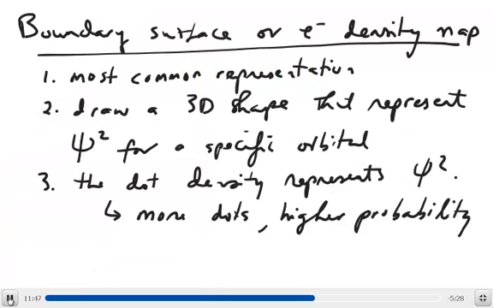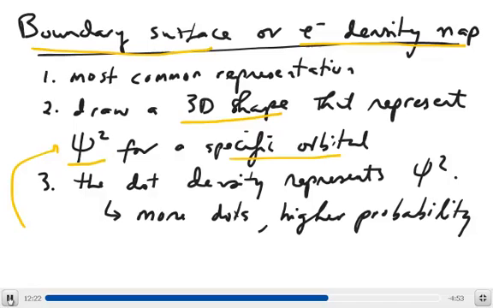Okay, so the last way to represent the probability function of psi squared is to use something called the boundary surface or the electron density map. This is really the most common representation you will see in textbooks, and basically you're drawing a three-dimensional shape that represents the psi squared for a specific orbital. So remember, psi is a mathematical function. And remember, there's a relationship between algebra and geometry.